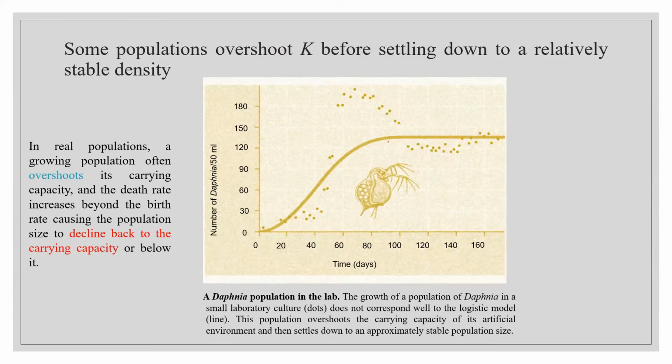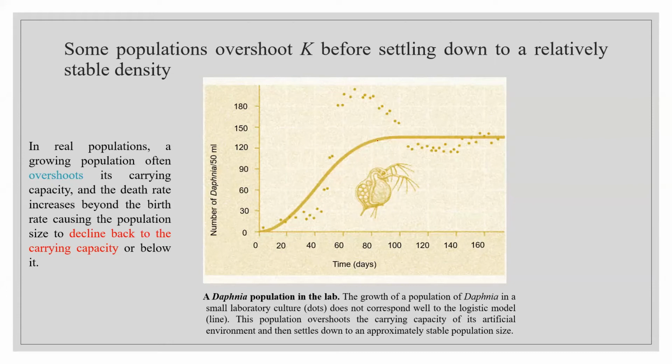Okay, so now there are some other examples also where we can see that the population is not settling exactly to the logistic model. You can see that this is data of a Daphnia population which was again grown in the lab, but for a certain period it was seen that it overshoots the carrying capacity.